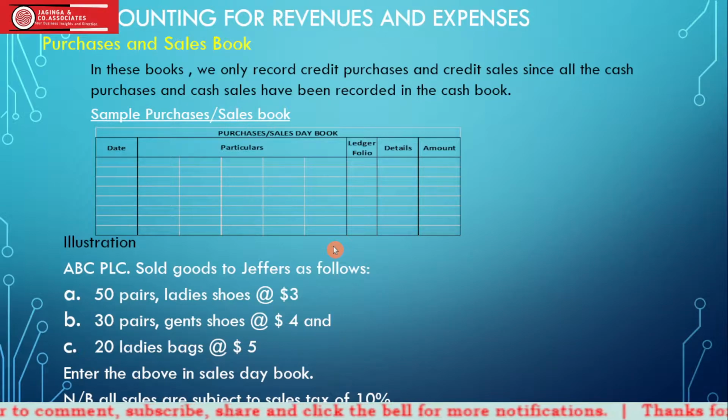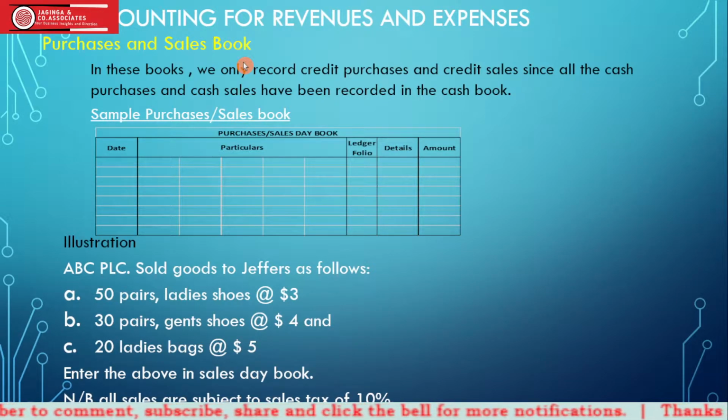It's Benedict here again from Jagging and Company Associates, and I want us to continue with the accounting for revenues and expenses. We are still on chapter 2, accounting for revenues and expenses. So in our previous video, we did some entries on cash book, and we also explained what is meant by cash book and the different types of cash book. So now I want us to continue with the purchases and sales book.